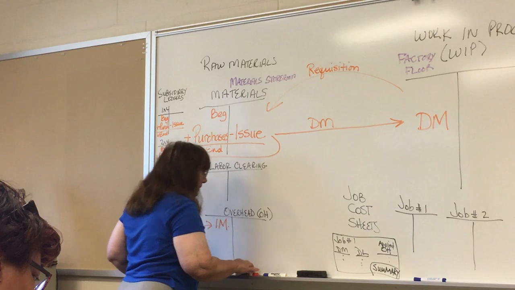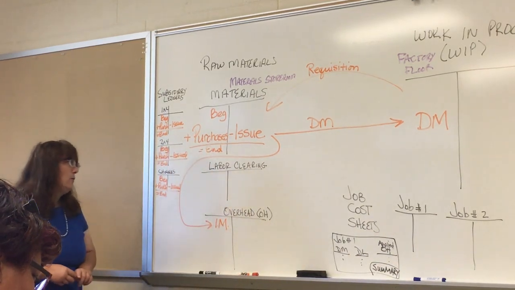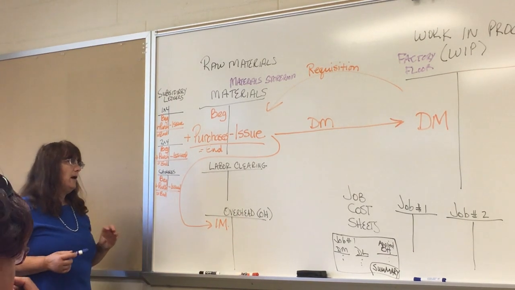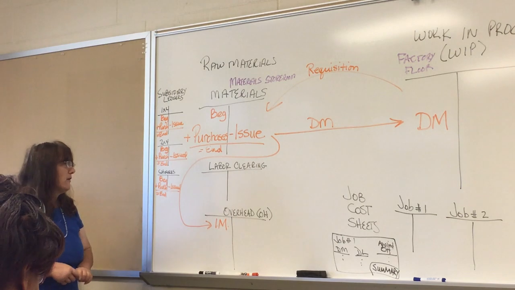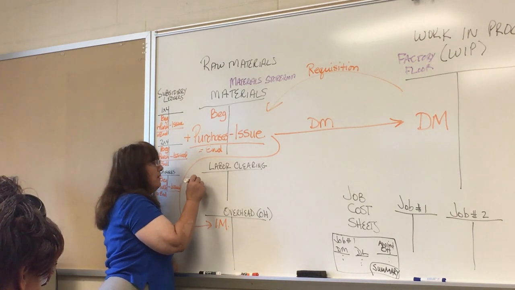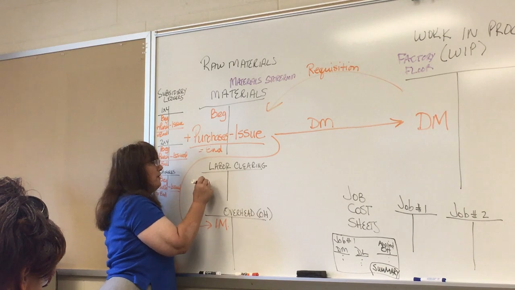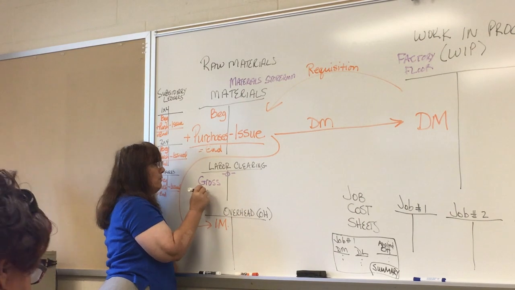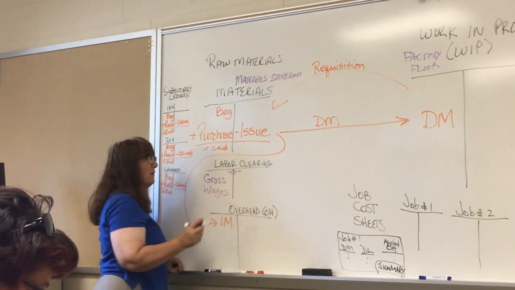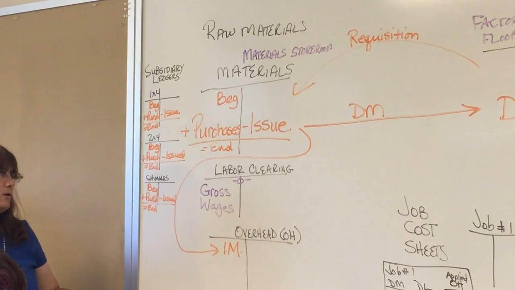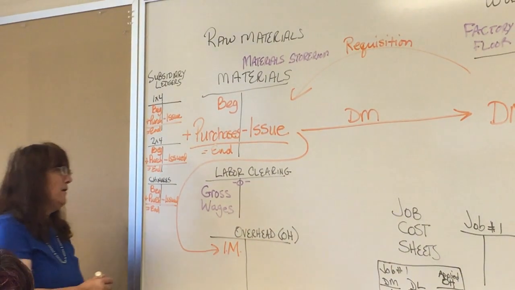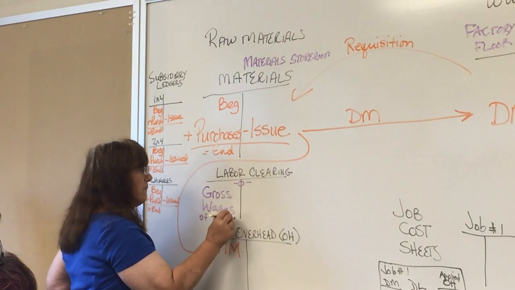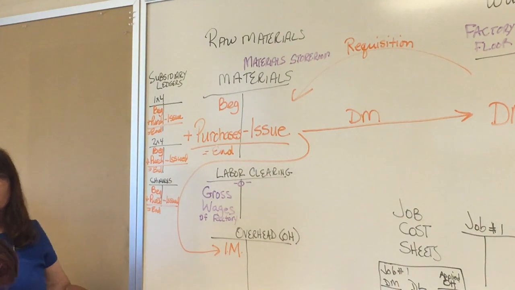Okay. Now the labor clearing account, here again, this is just being used as a stand-in to clear stuff out. So this is what's going to go in. We're going to start with a 0. What goes in is the gross wages. Okay, that will be debited to the labor clearing account, is the gross wages of the factory.